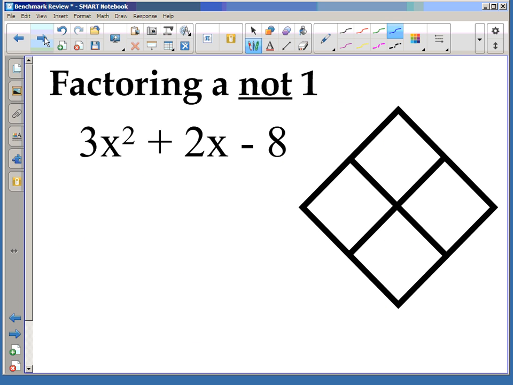All right. Try this one. Remember, it's a times c. And then see if you can do the factoring by grouping.